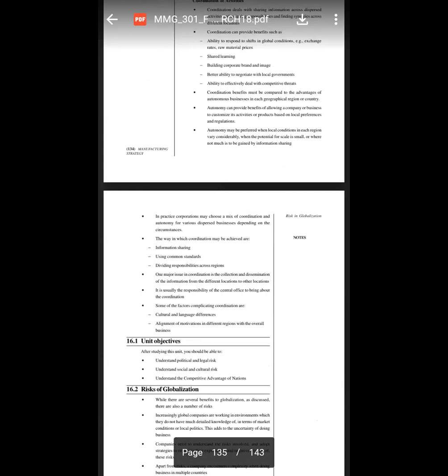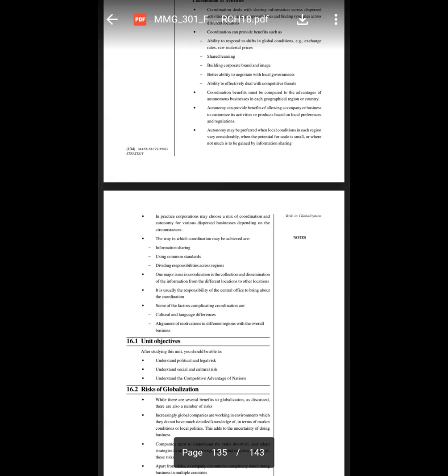Now, the way in which coordination may be achieved is by information sharing using common standards and dividing responsibility across regions. One major issue of coordination is the collection and dissemination of information from different locations to other locations. It is usually the responsibility of the central office to bring about the coordination. Some of the factors complicating coordination are culture and language differences, right?